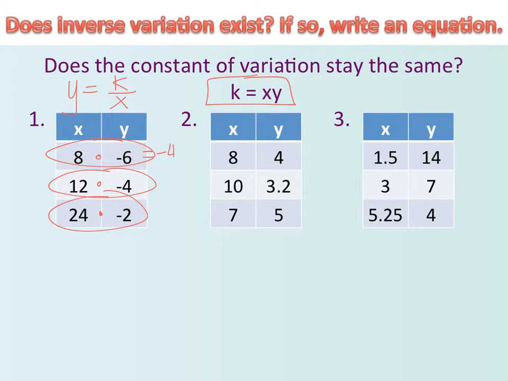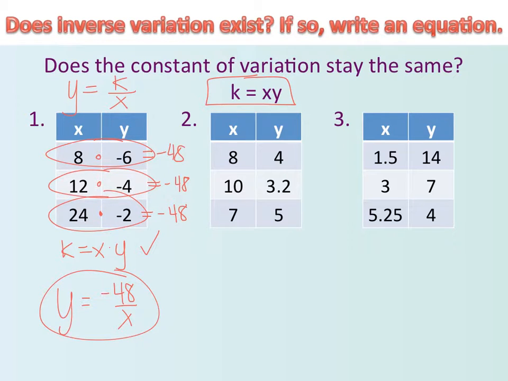So 8 times -6 is -48, 12 times -4 is -48, 24 times -2 is -48. So k equals x times y, and it did stay constant in each of these. So yes, there is inverse variation, and our k would be negative 48. So we write our equation as y equals negative 48 over x.